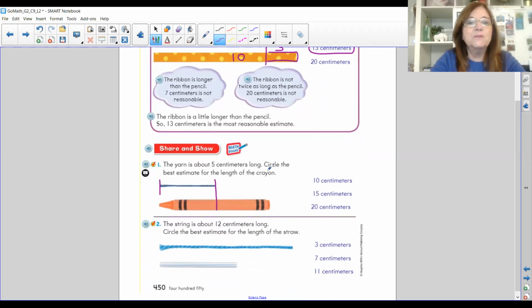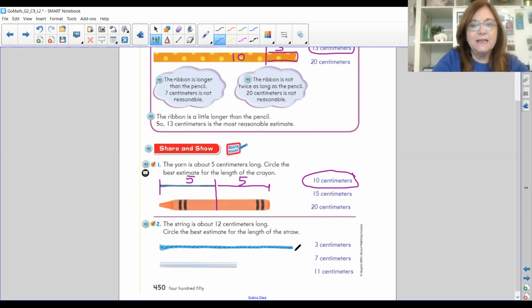So what is the best estimate for the length of the orange crayon? So 10 centimeters, that would mean 5 here and another 5 here. Do you think that makes sense? How about 15? That would mean 5 here and 10 here. That would be too long. And how about 20? Oh my goodness, 20 would be all the way out here. So 5, and that looks like another 5. And we know that 5 plus 5 is what? Yes, 10 centimeters. Okay, now let's look at the string.